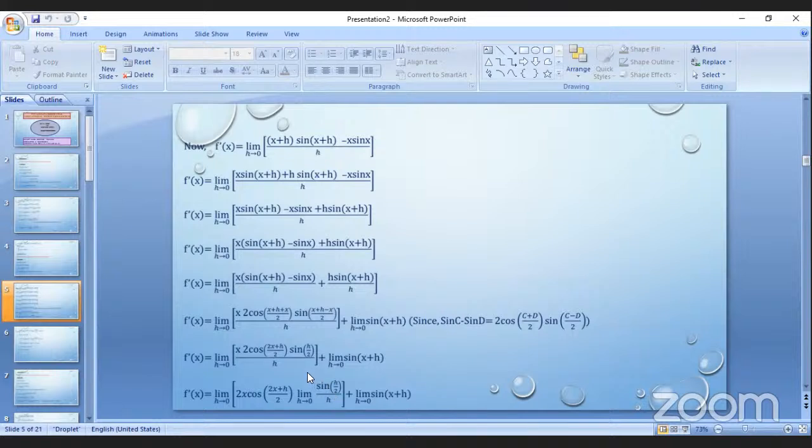Okay, observe here, we know the properties of limits: limit x tends to 0 of f(x) into g(x) equals limit of f(x) into limit of g(x). Now here 2x into limit h tends to 0 of cos((2x+h)/2) into limit h tends to 0 of sin(h/2) by h, plus limit h tends to 0 of sin(x+h) is as it is.